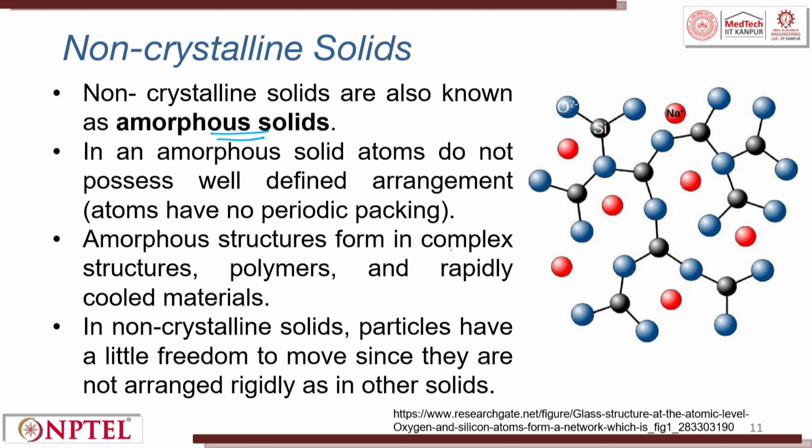Amorphous structures form in complex structures, polymers, and rapidly cooled materials. So it is used in glass. Amorphous structures form in complex structures like polymers, such as thermoplasts, thermosets, and elastomers. You also have glass with this property, and they are rapidly cooled. In non-crystalline solids, the particles have little freedom to move since they are not arranged rigidly as in the other solids. So amorphous solids, polymers also come. Thermoset polymers also are there. So there is not much freedom for movement.